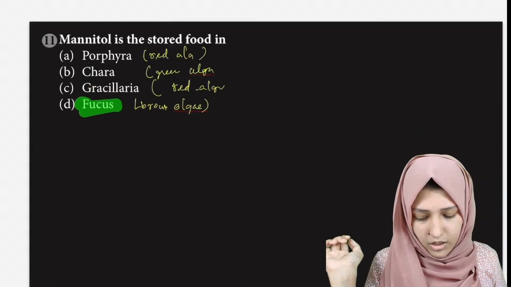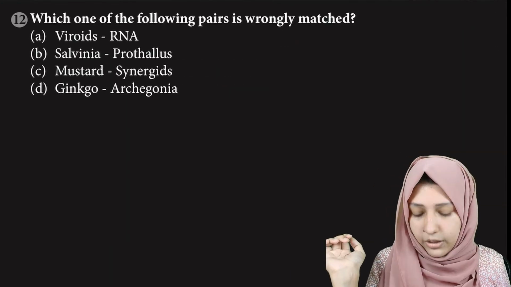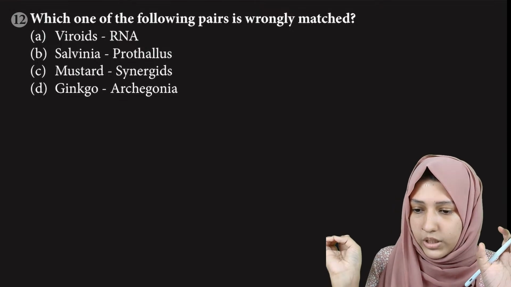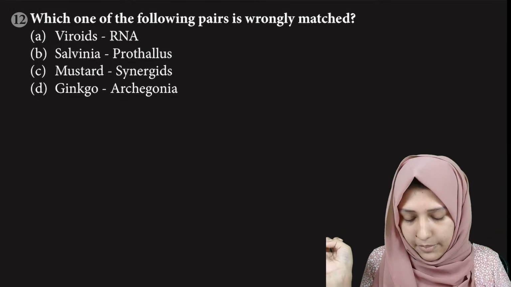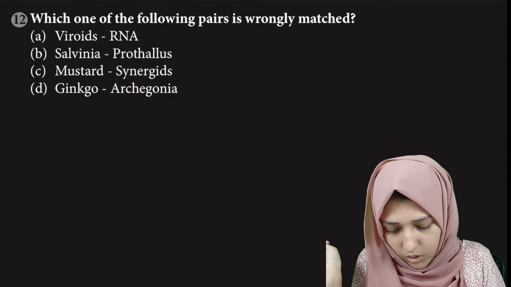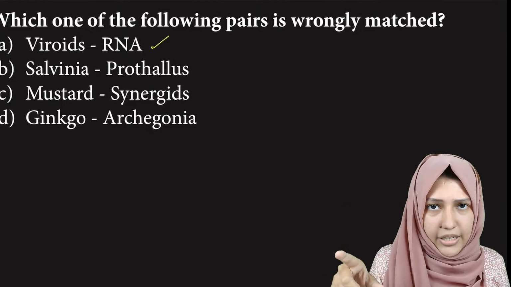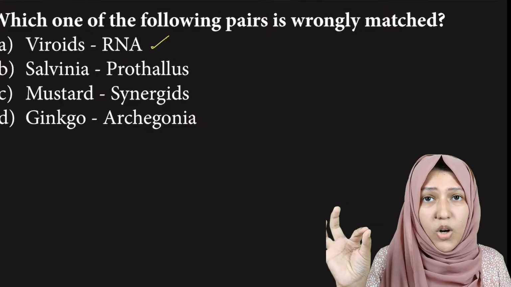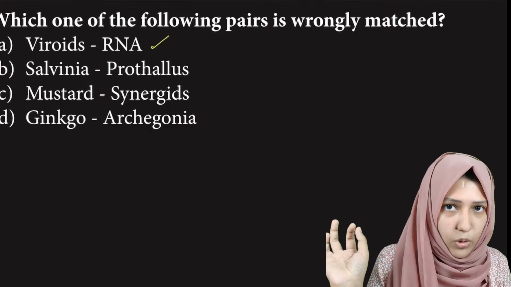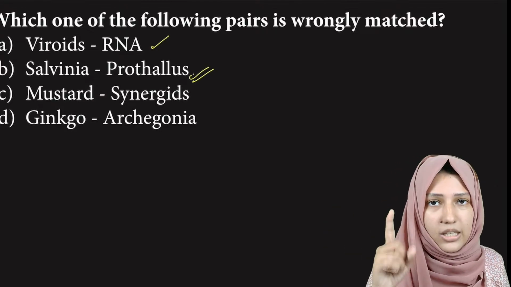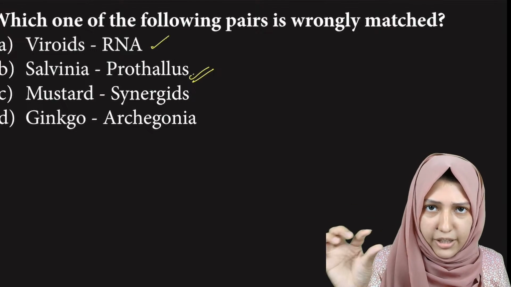Clear? Okay, next question. Which one of the following pairs is wrongly matched? The wrongly matched pair is viroids. Viroids have RNA, right? Viroids are low molecular weight RNA structures without a protein coat. Clear? Salvinia has prothallus. Salvinia is a member of Pteridophytes, and Pteridophytes have prothallus.